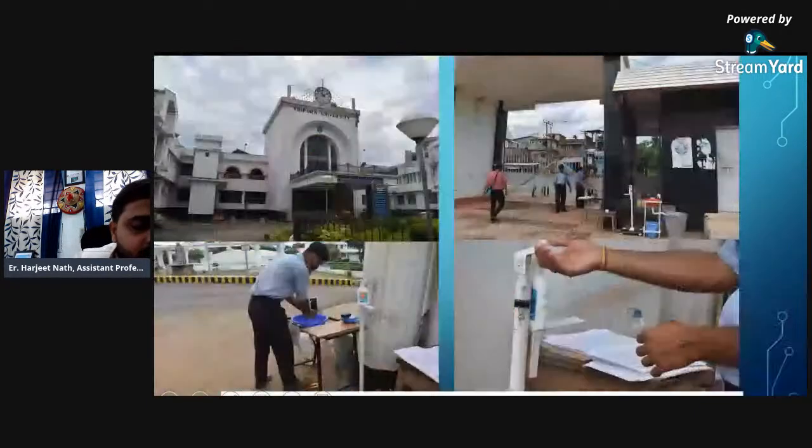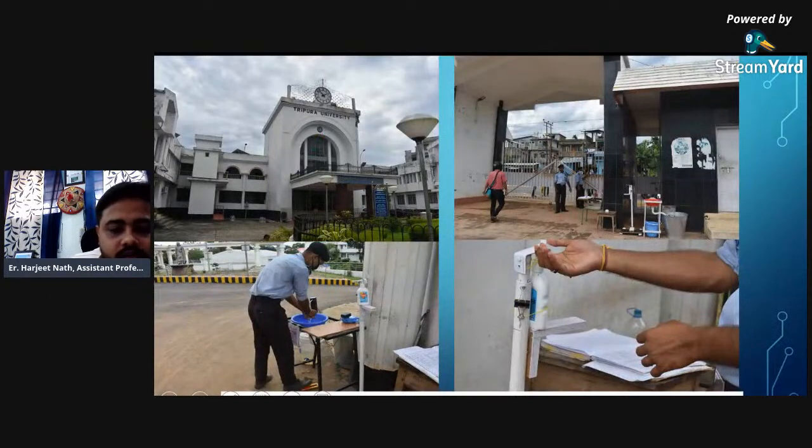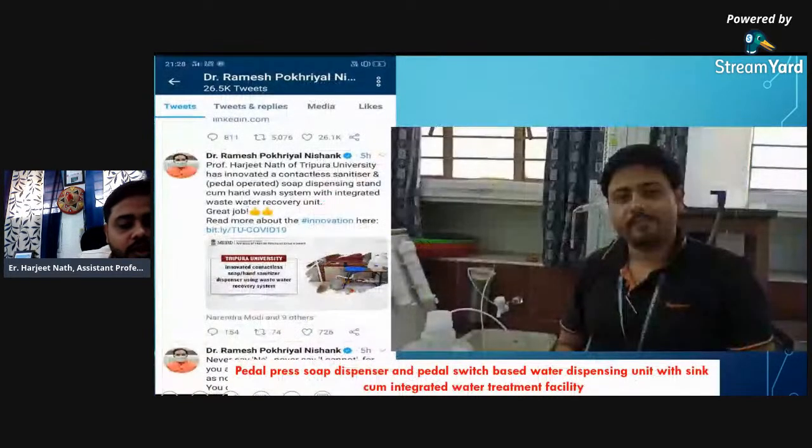Moving on to the next slide. Here you could see that this kind of system was also utilized in the main administrative building of our university, as well as the entry and exit gates of our university. This system worked quite well last year during the pandemic time. So these are all the types of sensor-based systems.